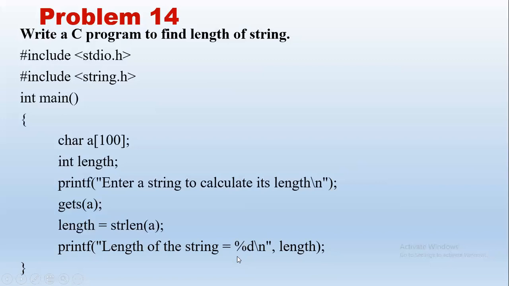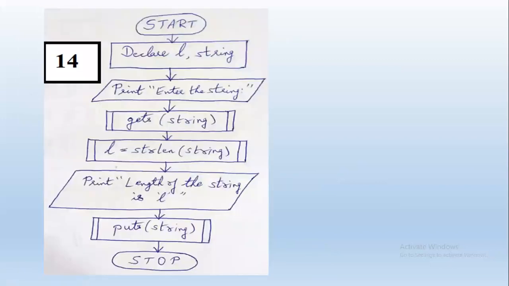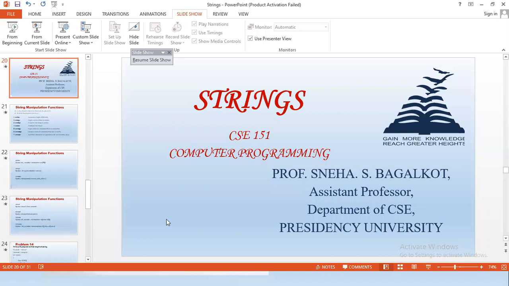The same thing we have in the form of a flowchart. As we have seen, declare the required variable and take input using gets, and then we have a different variable here, but any variable may be used. Here string is the name of the string and L is the integer variable which stores the length of the string, and then we print the value of L. Optionally we may print the string also so that we can verify the length. So let us see the program execution.